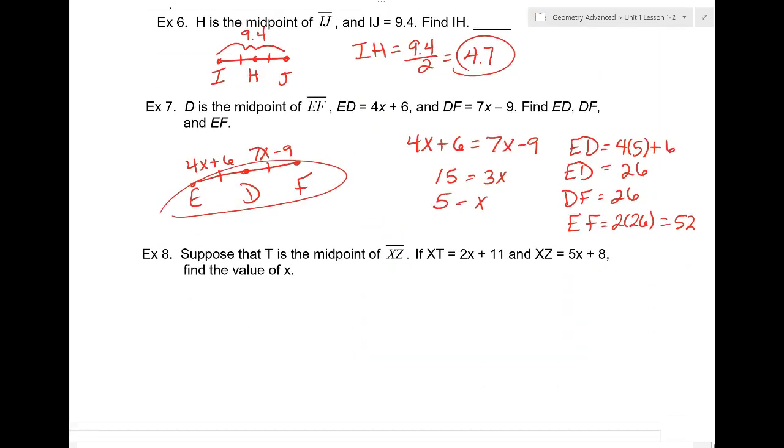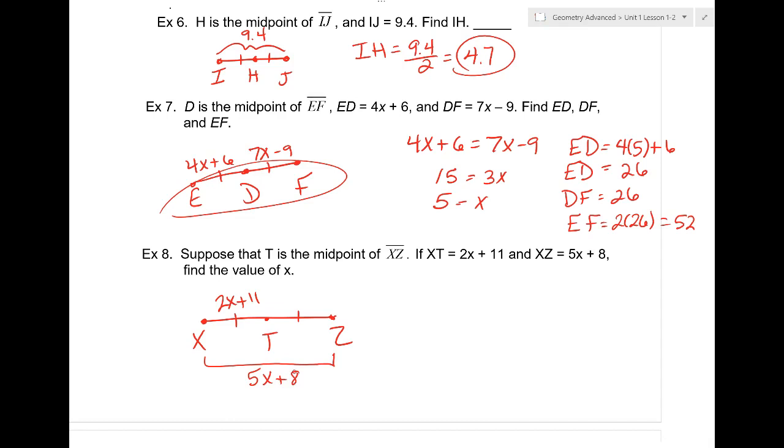Suppose that T is the midpoint of segment XZ. Well, I'm going to suppose that then. Here's X, here's Z, here's T. What do I got here? 2 congruent segments. So what do I get here? 2x plus 11. And I get 5x plus 8. Oops, excuse me, XZ. Make sure I get the right one. Sorry about that, guys. 5x plus 8. I want to find, this time I do want the variable. How am I going to get there? Jason.